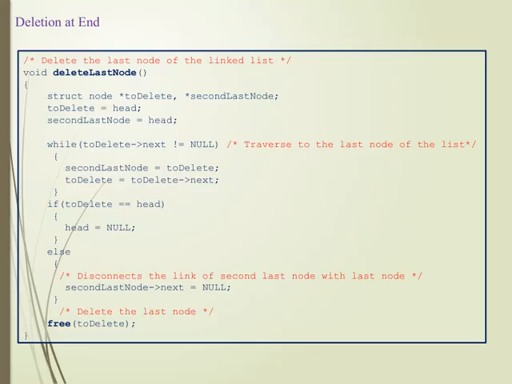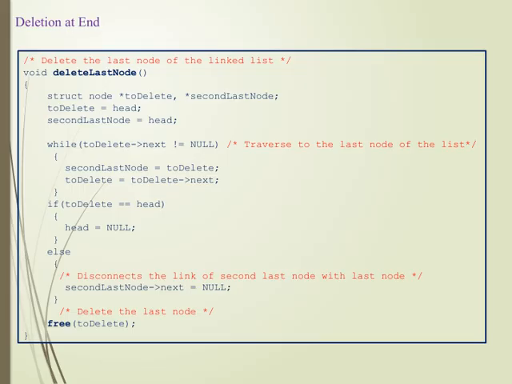Let's take a look at how we can delete the last node of a linked list. The function is called delete last node. First, we declare two pointers, toDelete and second last node, both starting at the head of the list. The goal here is to traverse the list until we reach the last node, which is where toDelete will end up.